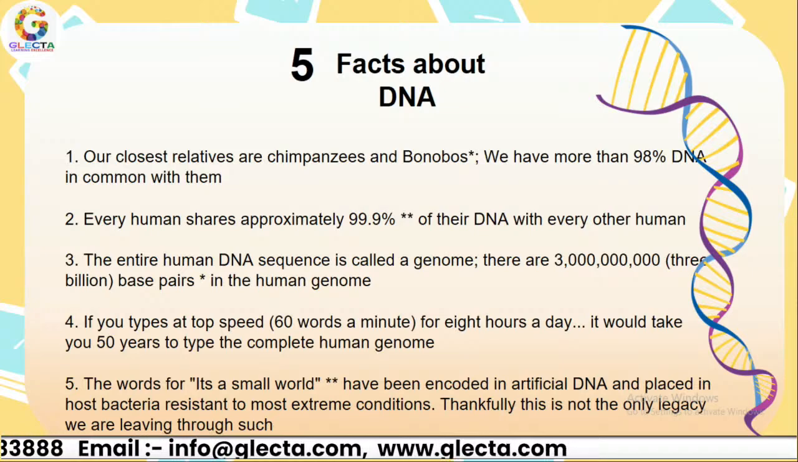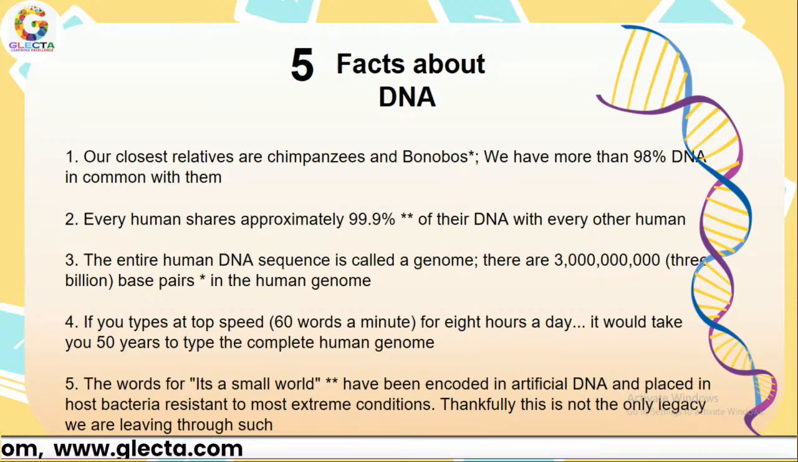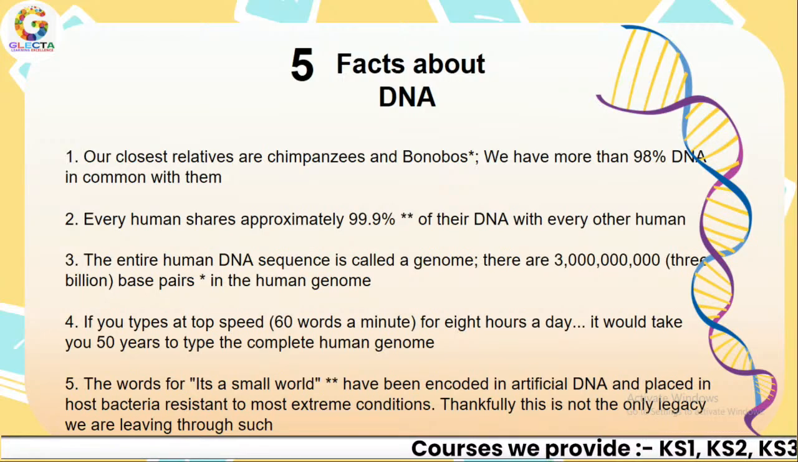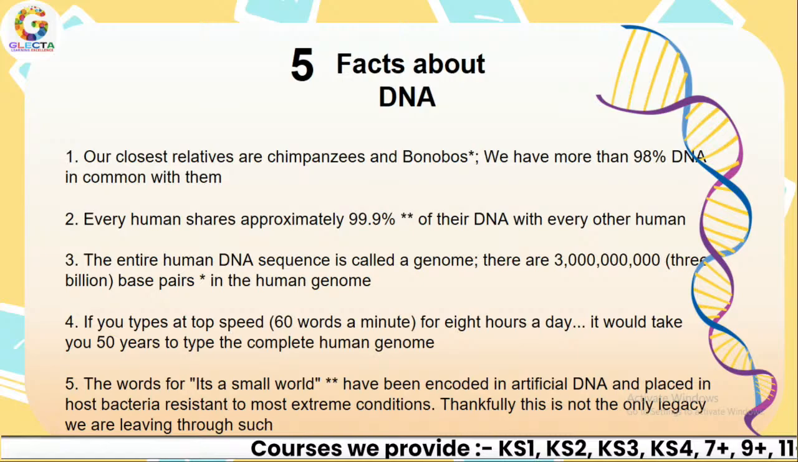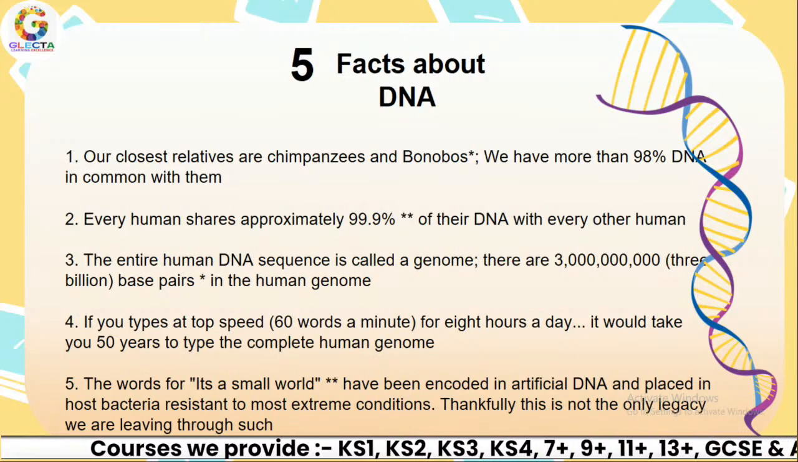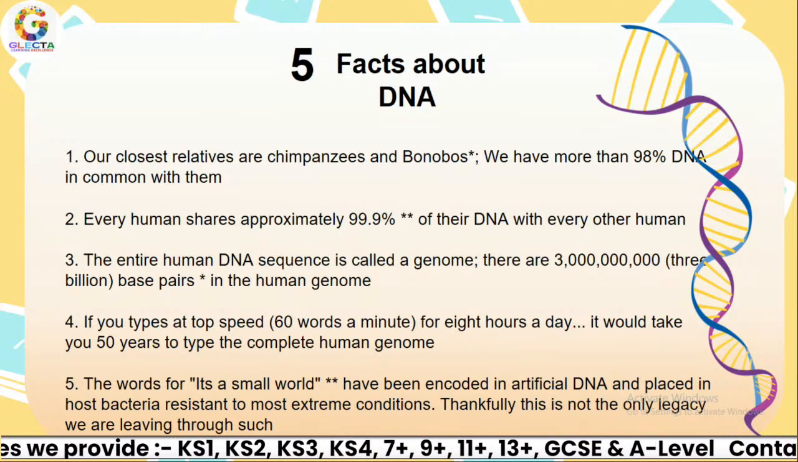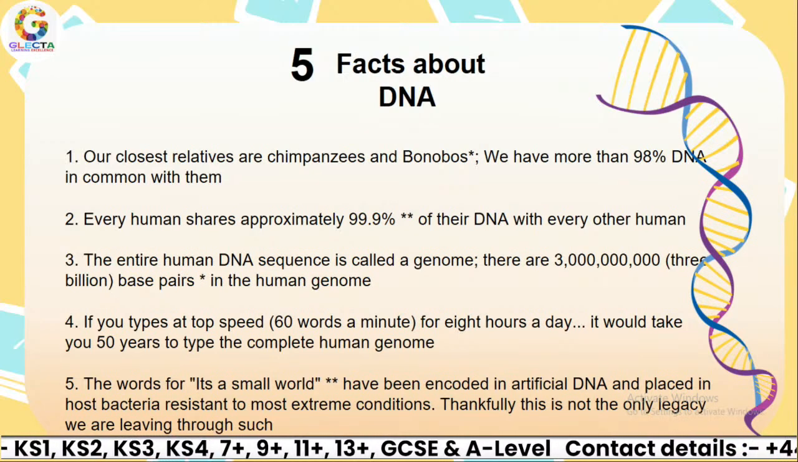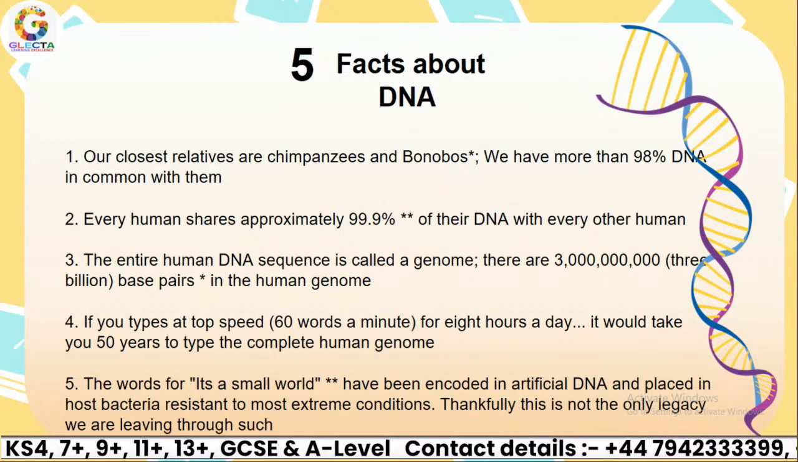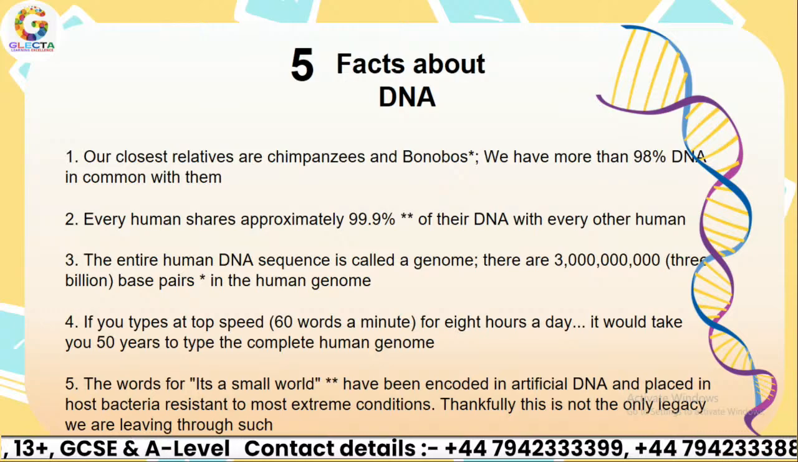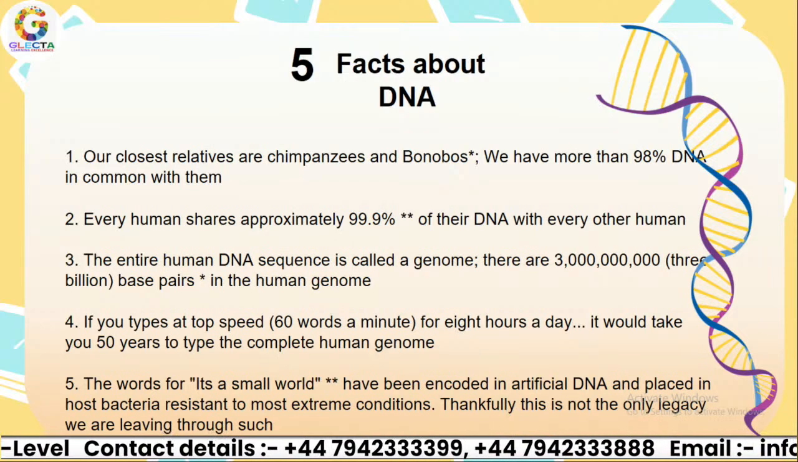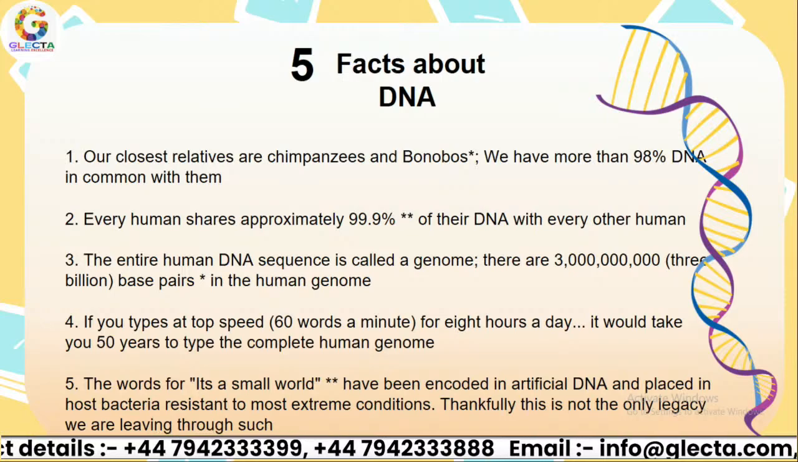The entire human DNA sequence is called a genome. There are 3 billion base pairs in the human genome. Well, that's quite a lot, if you ask me. But a genome, for those who don't know, is actually the collection of all the DNA that we have. So my genome would be all the DNA, all the chromosomes present in one cell. That's how much genome we have.